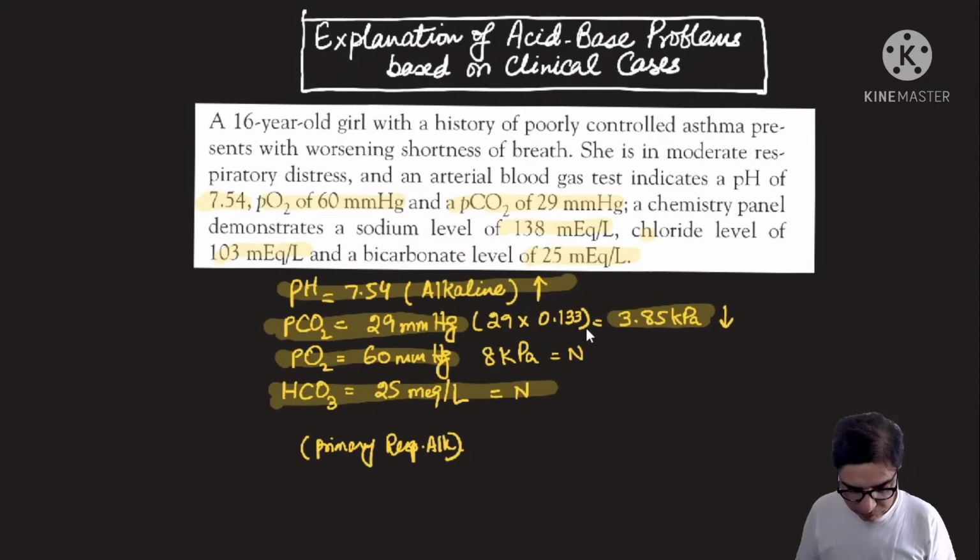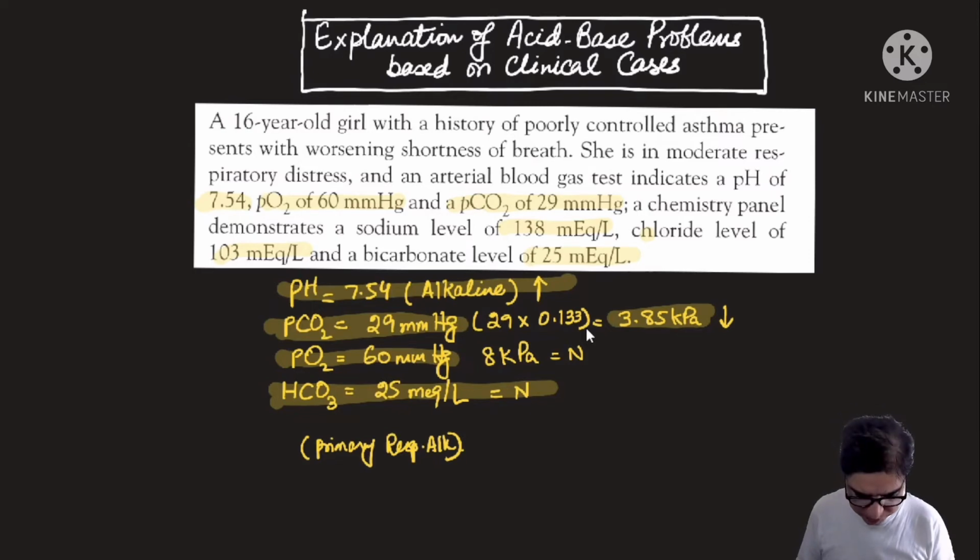So let's start with the very first example. This is a 16-year-old girl who has a history of poorly controlled asthma, and she gets repeated episodes of shortness of breath. So she comes in with respiratory distress, which is mild in nature. You are able to do an arterial puncture on her, and you check an arterial blood gas sample for her acid-base status, and you find that she has a pH of 7.54, a PCO2 of 29, sodium 138, chloride 103, and bicarbonate of 25 milliequivalents.